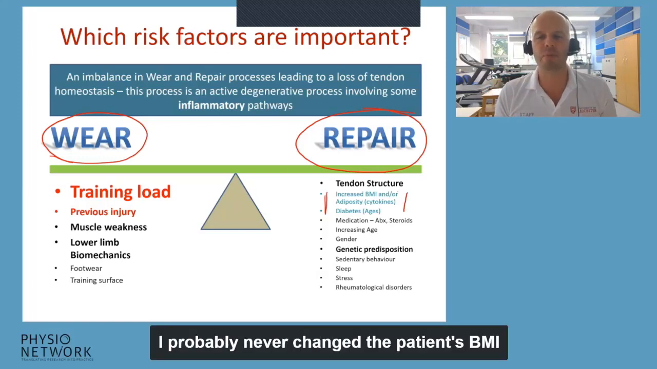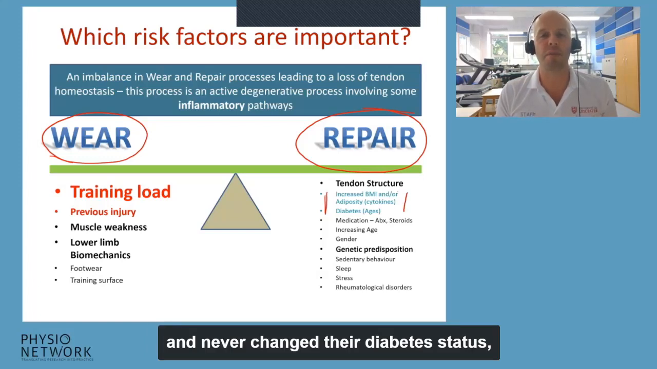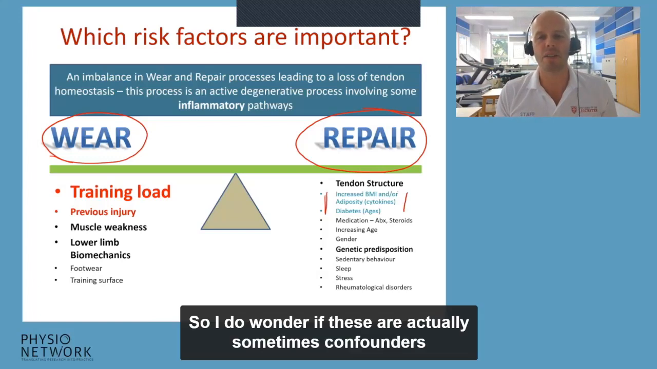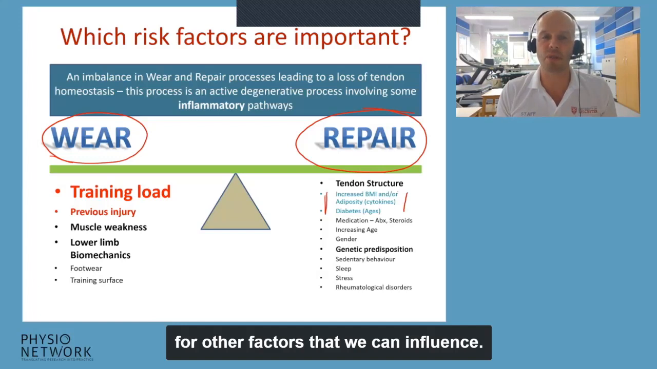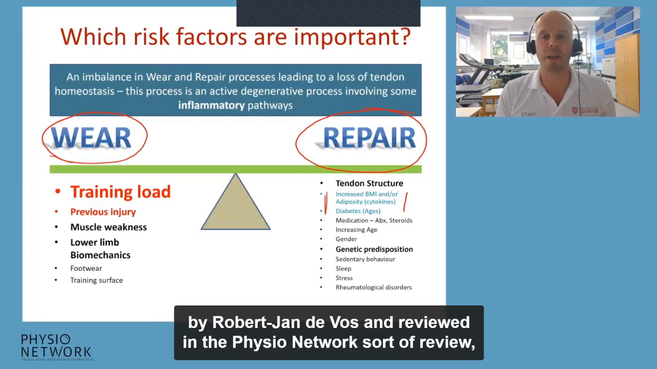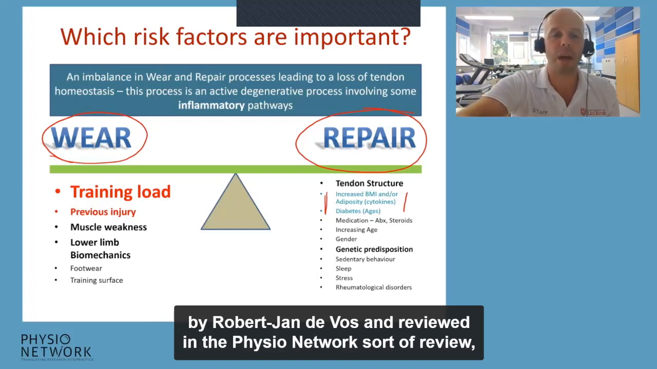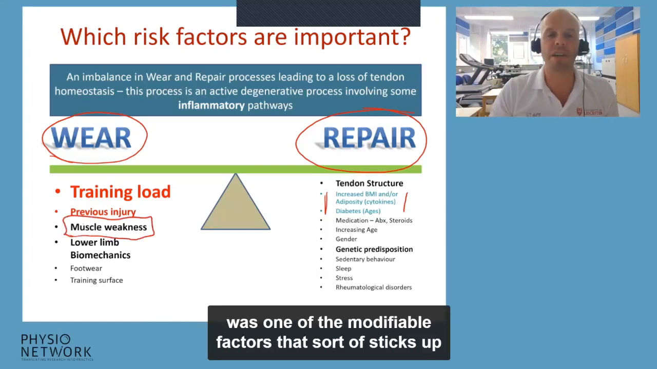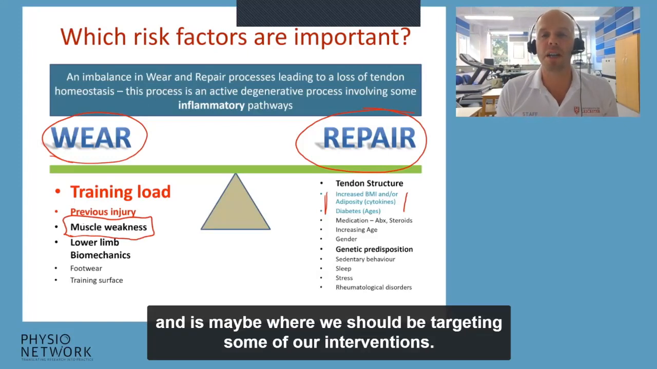Importantly, clinically, I probably never changed the patient's BMI and never changed their diabetes status, but we manage to get patients feeling better. So I do wonder if these are actually sometimes confounders for other factors that we can influence. And in a recent systematic review published by Robert-Jan de Vos and reviewed in the Physio Network review, muscle weakness was one of the modifiable factors that sticks up and is maybe where we should be targeting some of our interventions.